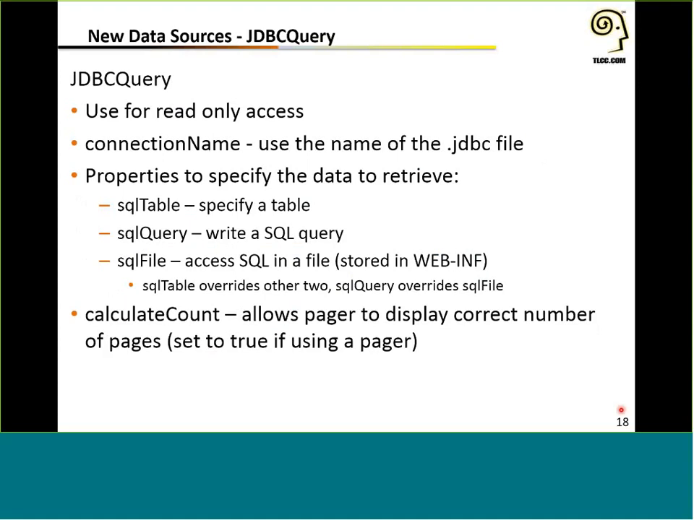So the first one we'll talk about is the JDBCQuery. This is what you're going to want to use for read-only access, especially when you have large amounts of data. The first thing you're going to do is set up the connection name property. That's the Derby1 file in the example Paul did. You don't need to say .jdbc on the end, just Derby1.